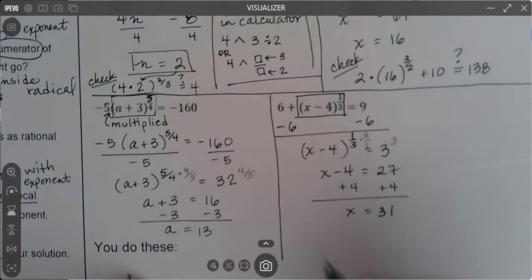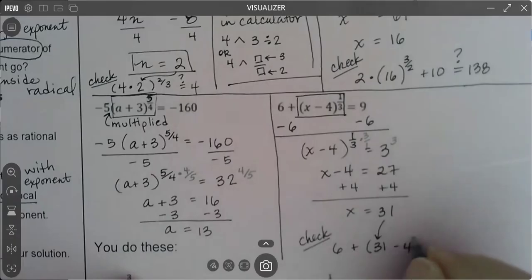Some more space on this one. Here. Last step, check your work. Make sure that 6 plus 81 from right there minus 4 to the 1/3 power is equal to 9.